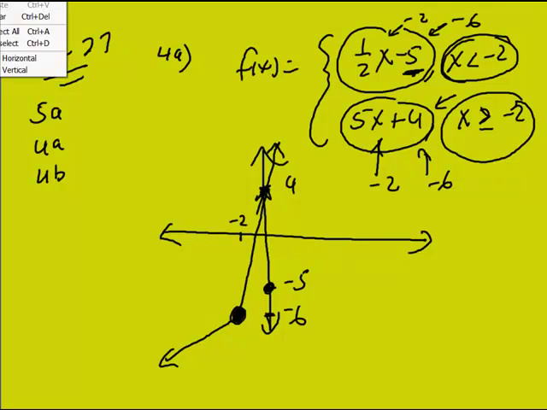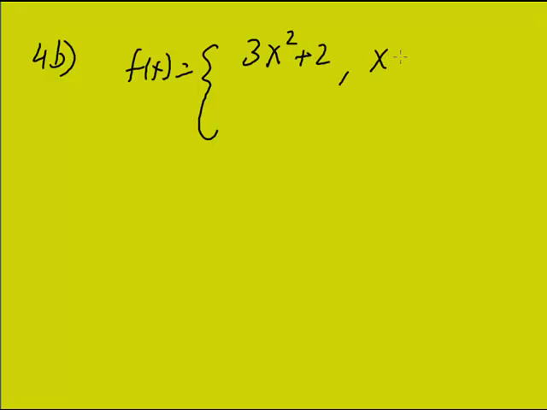Okay, let's go to 4b, and then 5a. I will post this for you to go home and take a look at it. Okay. 3x squared plus 2 when x is less than or equal to 1, and then I have negative x plus 4 when x is greater than 1.